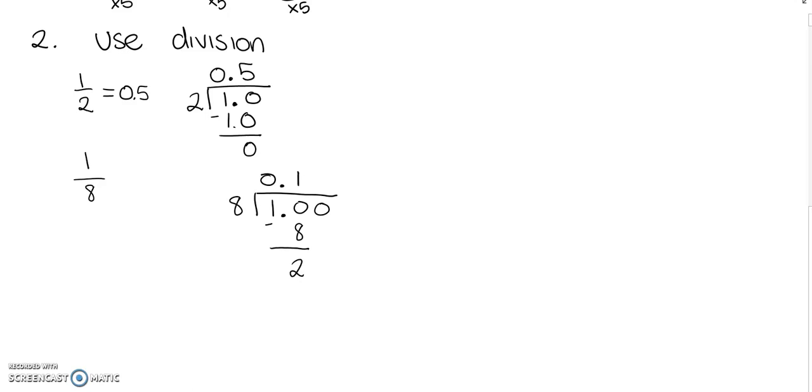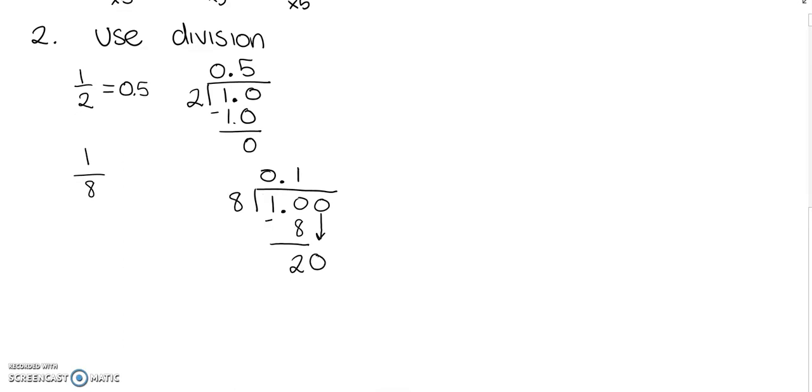Now I will add another 0 because I can get more accurate than this. If I have 20, how many times does 8 go into 20? It goes in there twice, because 8 times 2 is going to be 16. So 20 minus 16, I have 4 left over. Let's add another 0, see how we go. Now I have 40. How many times does 8 go into 40? 8 goes into 40 5 times. Now this is a nice number, and I've got no remainders left over.